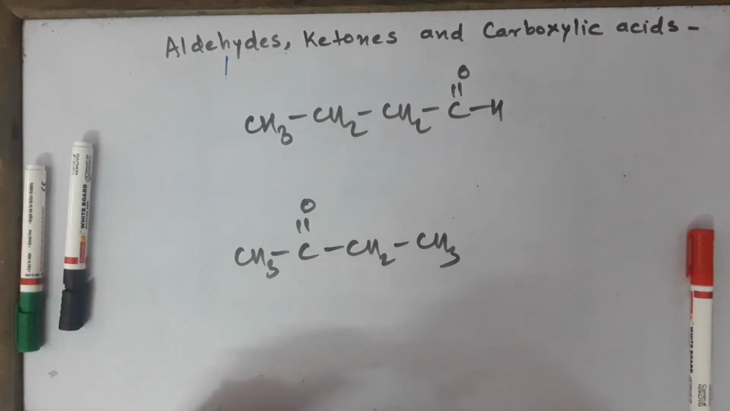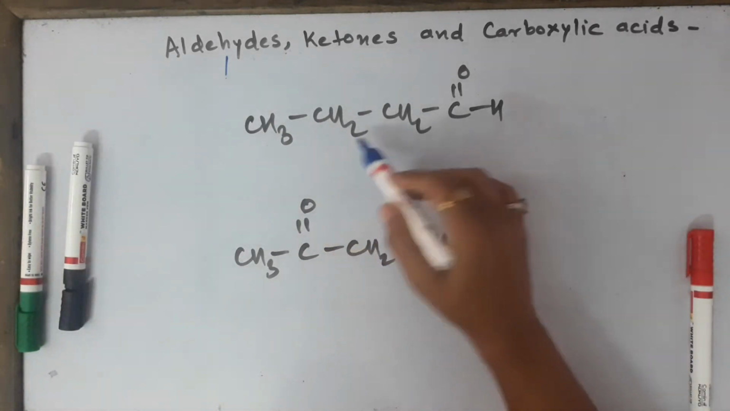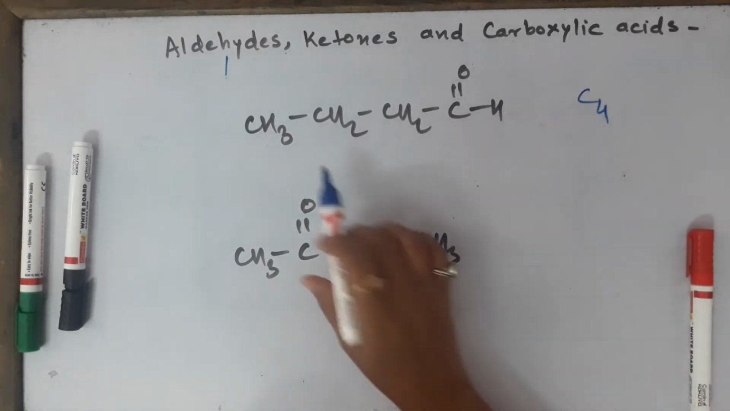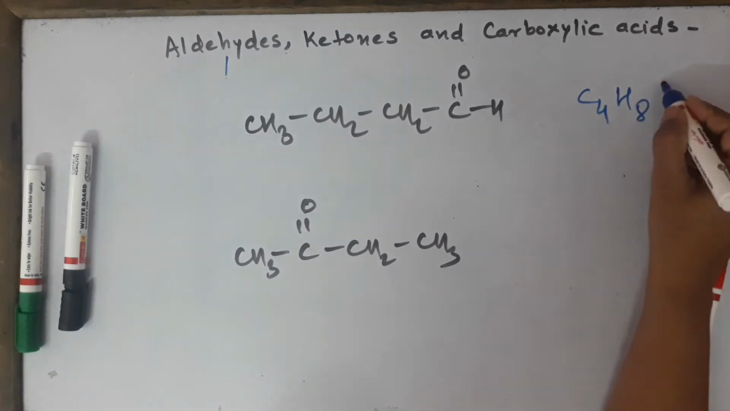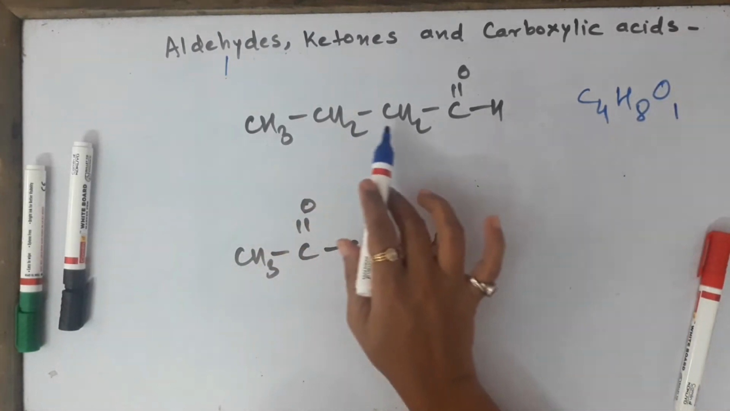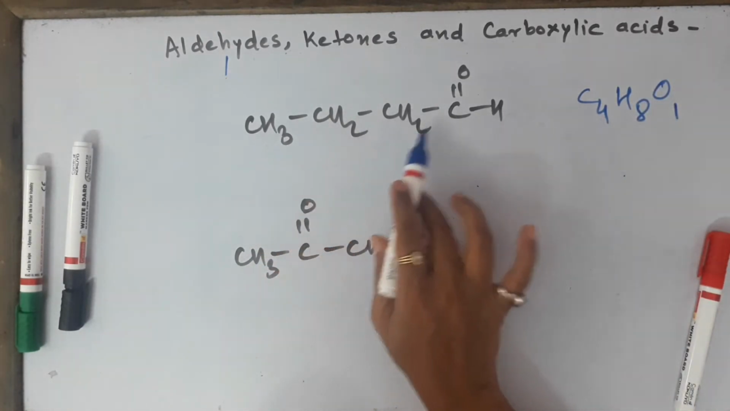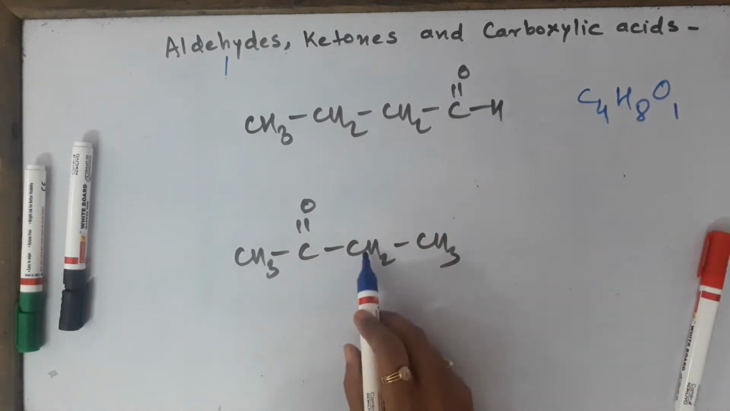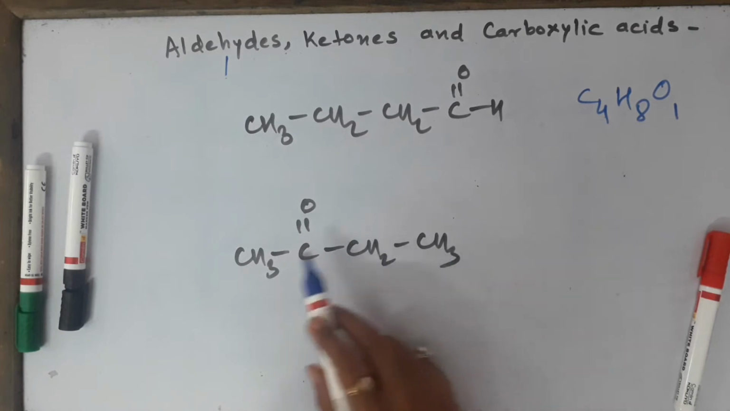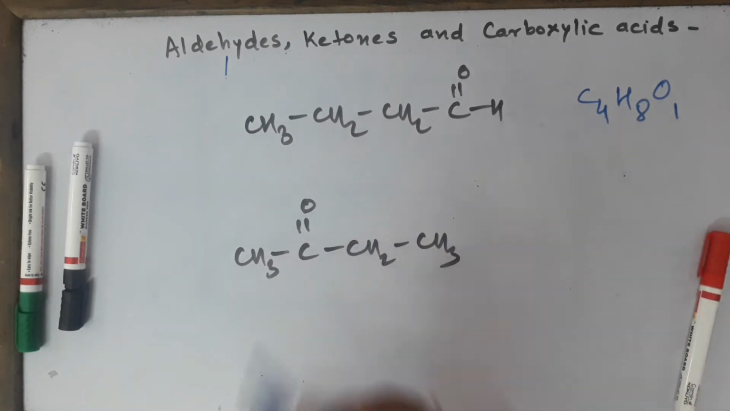Now, what is similar between both the formulae here is that both contain 4 carbon atoms. As you can see, 1, 2, 3, 4 carbon atoms, 3, 4, 5, 6, 7, 8 hydrogen atoms and 1 oxygen atom. Same way here also, the same thing: 1, 2, 3, 4 carbon atoms, 3, 4, 5, 6, 7, 8 hydrogen atoms and 1 oxygen atom.